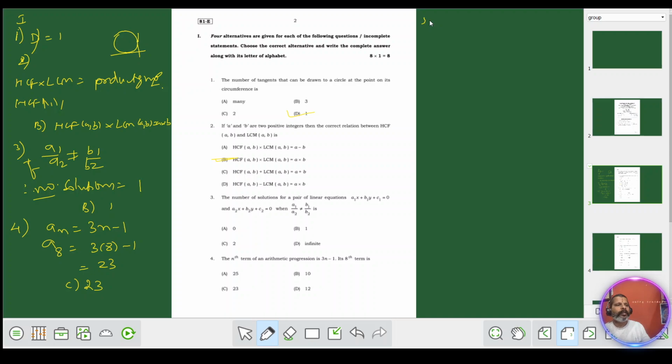Please don't panic while solving 1 mark questions. They will be kind of tricky only. Just think through and then attempt them. Okay, let's move to the next question, fifth one.